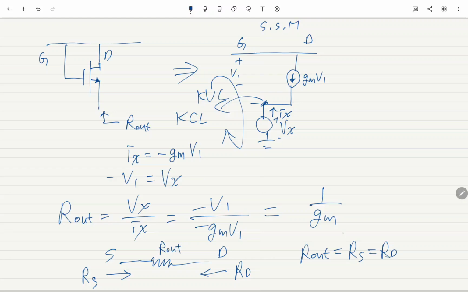Is it a low value or a high value? 1 over gm. Very low. Unlike the diode connected load, what if we connect a cascode stage? We will have a much higher output impedance, so that we can boost up the voltage gain, as well as reduce some kind of effect, right?